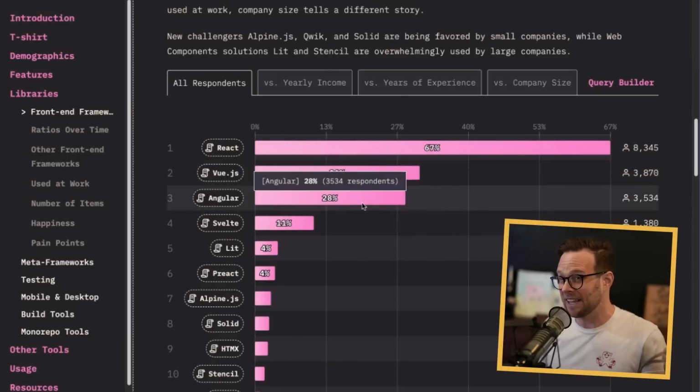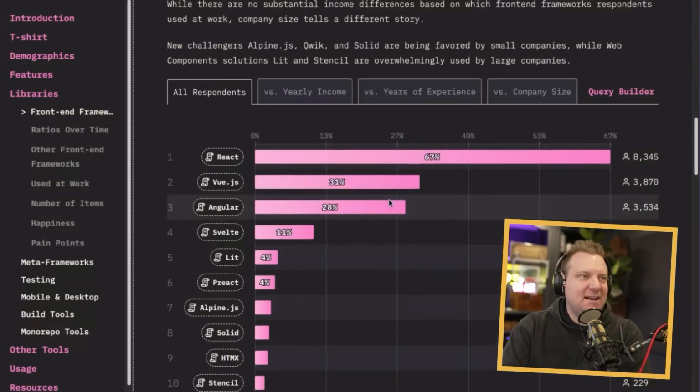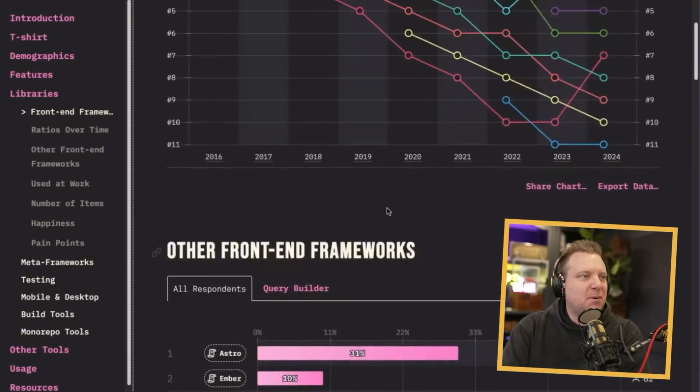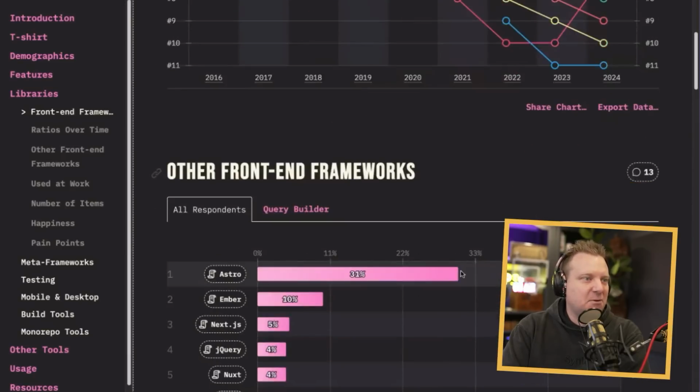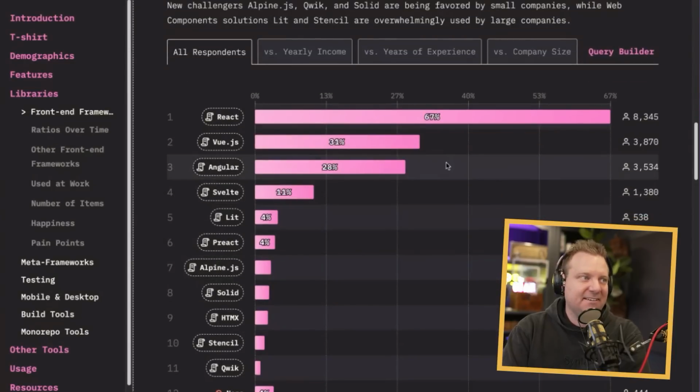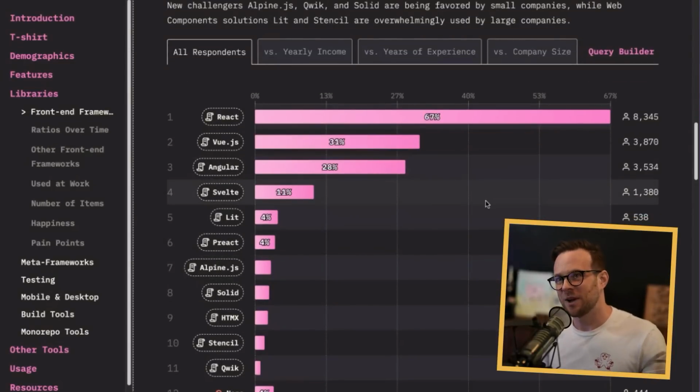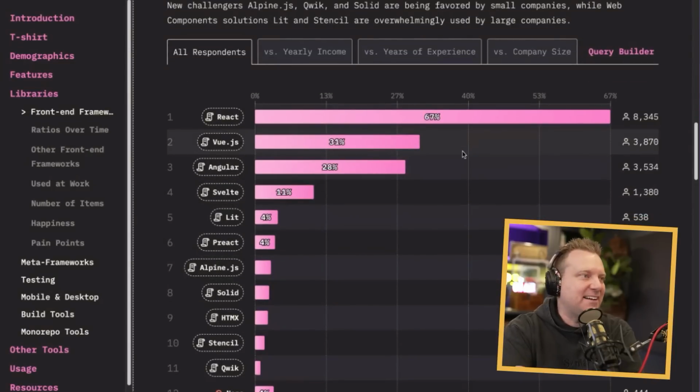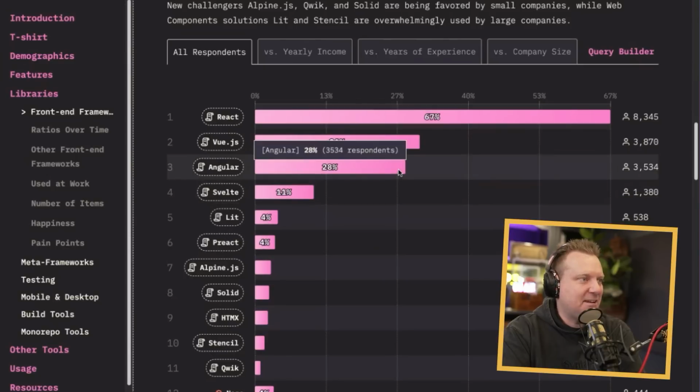31%. Angular number 3. Yeah, exactly. 28%. So it's amazing. Angular's getting bullied in all of these things, but what are people actually using to build business stuff? Angular. But also it's been around for a while, so hey. Or they're trapped in an 11-year-old Angular application.